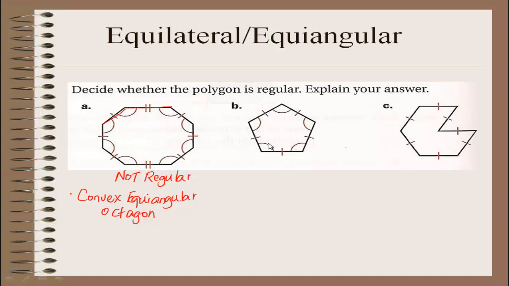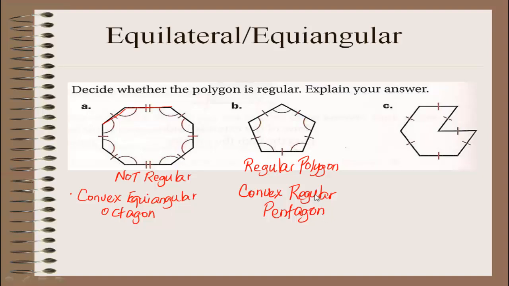It's regular because all sides are congruent, all angles are congruent, so it is a regular polygon. Let's classify it. It is a convex, regular pentagon because it has 5 sides. Okay? When we say polygon, poly means many. It means many sides. When we say pentagon, we're being specific about the amount of sides. Okay? So convex regular pentagon is the way we would classify this polygon.